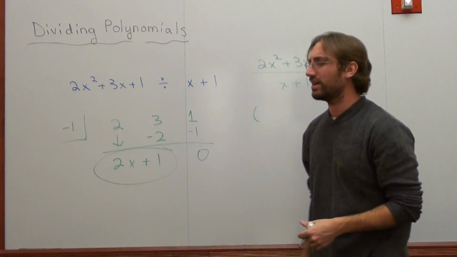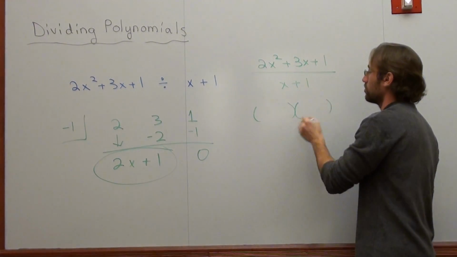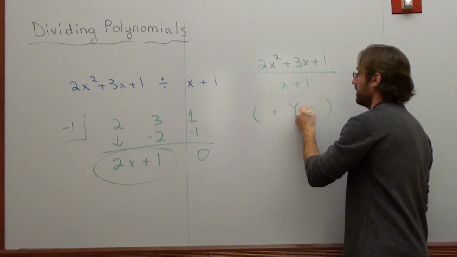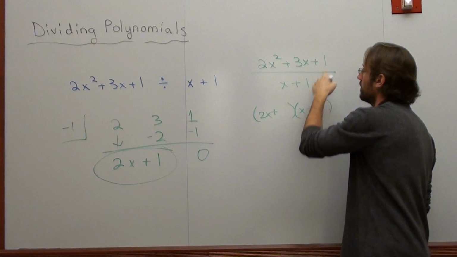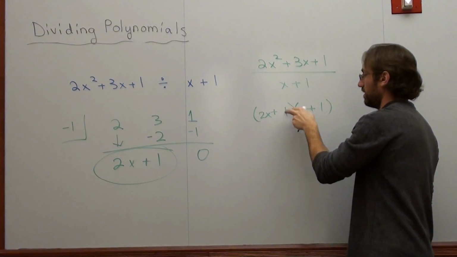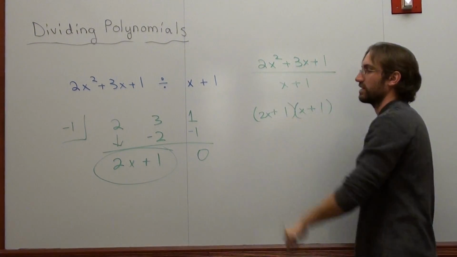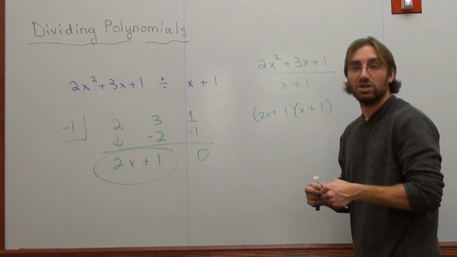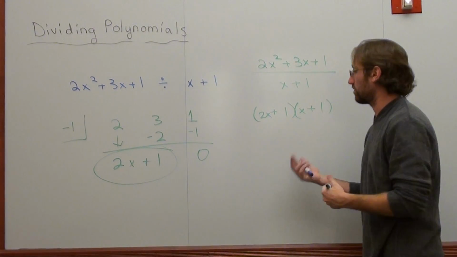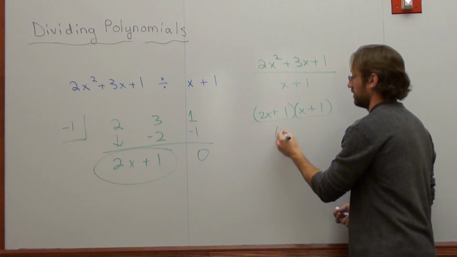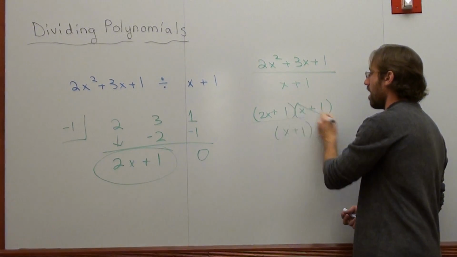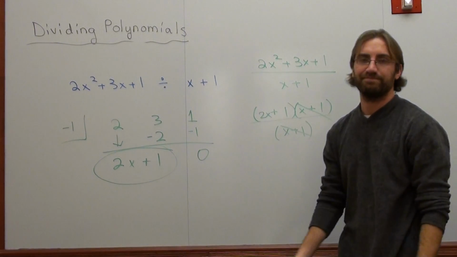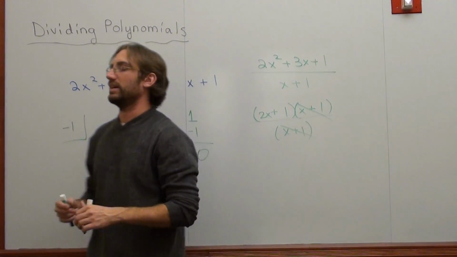This splits into two binomials, positive, positive, 2x and x. 1 times 1 is 1, bam. That's 1x plus 2x, 3x. I checked it. Check my factoring if you want, or ask your teacher, look up factoring if you don't like the way I do it. Over x plus 1, it's 2x plus 1. Yep, that's synthetic division.